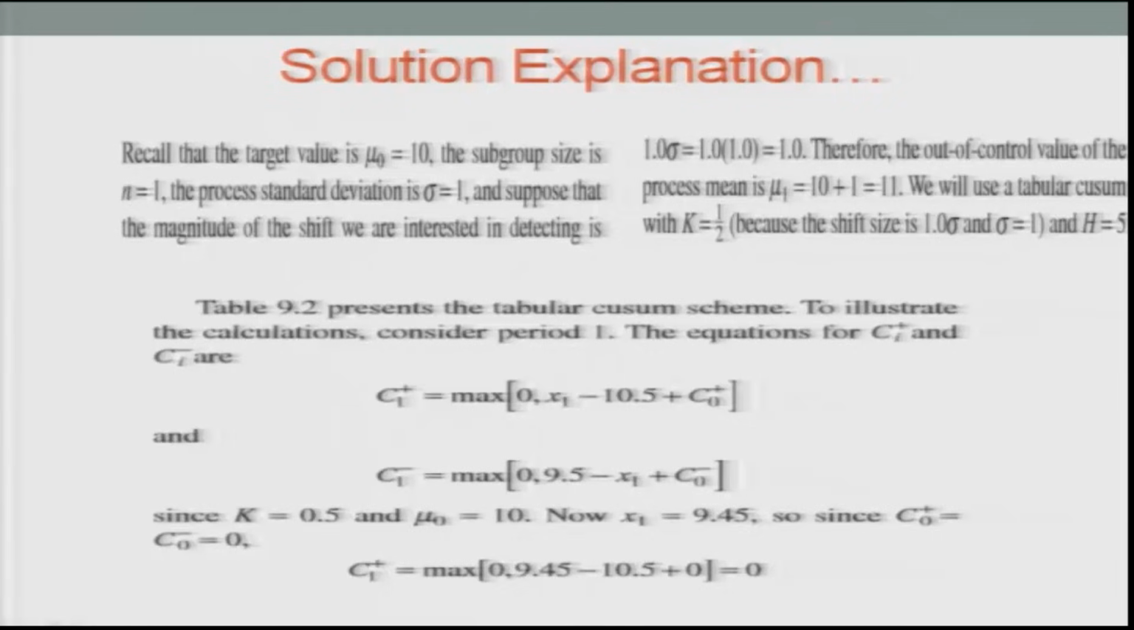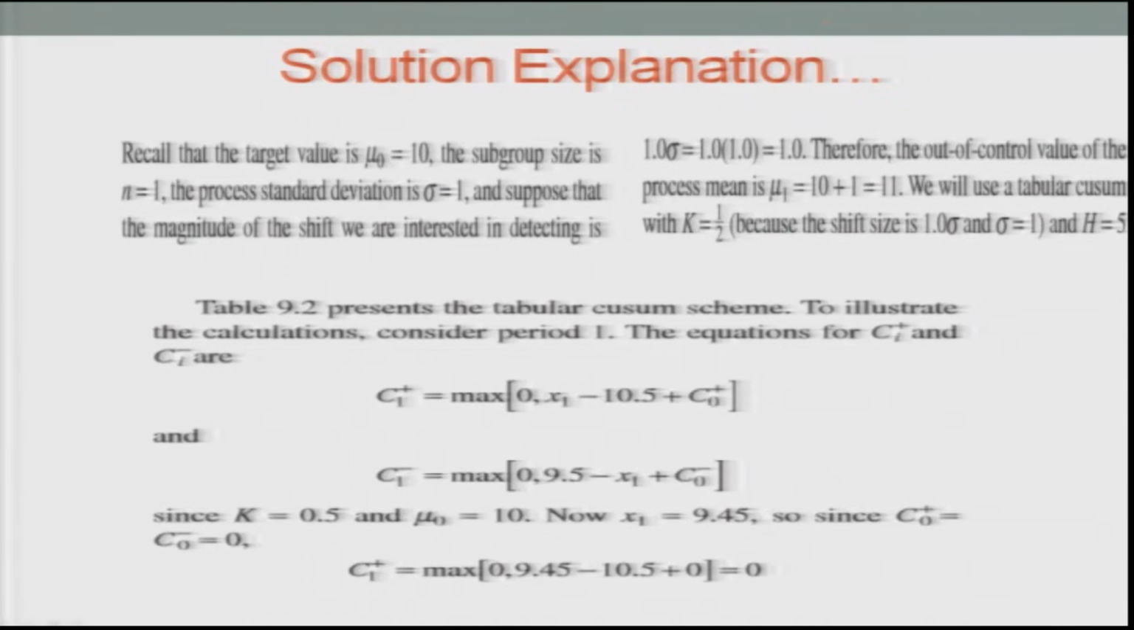Therefore, the out of control value of mu would be 10 plus 1, which is 11. For example, if the magnitude of the shift we are interested in finding is 2, then the actual deviation would be 2 into 1, because sigma is 1. So, mu 1 would be 10 plus 2, which is 12, and the values would be calculated accordingly.